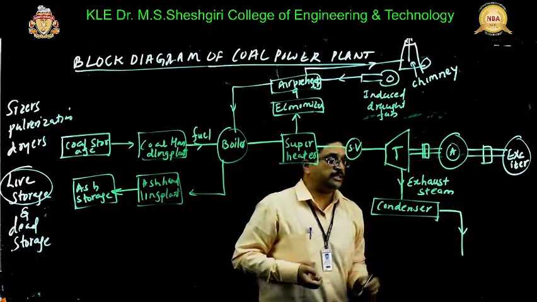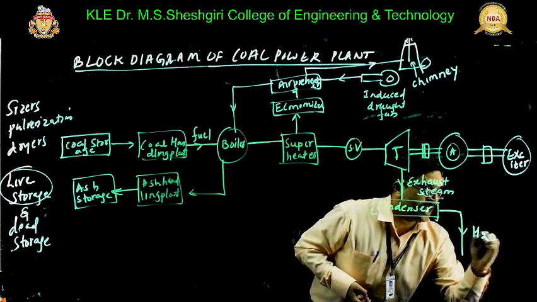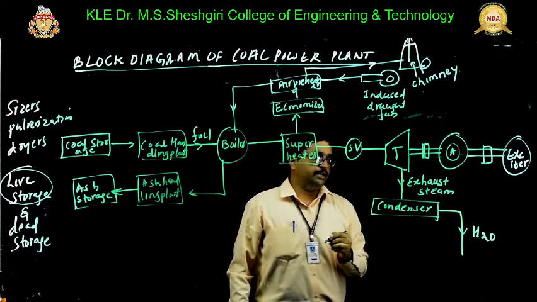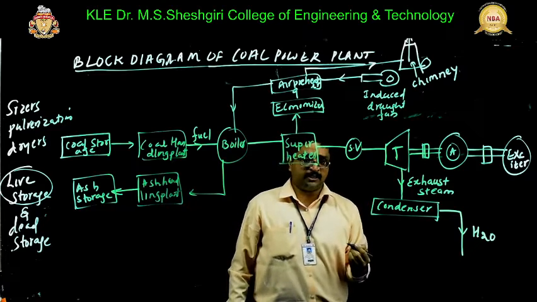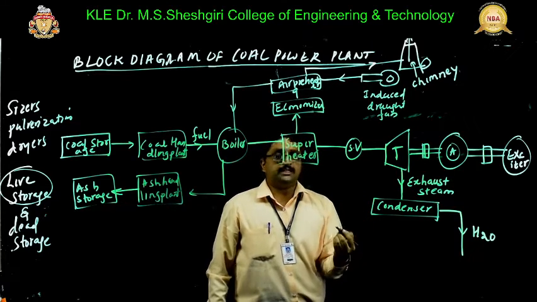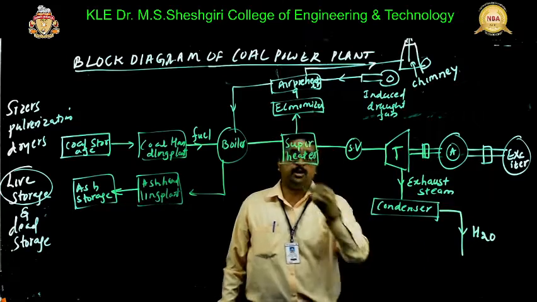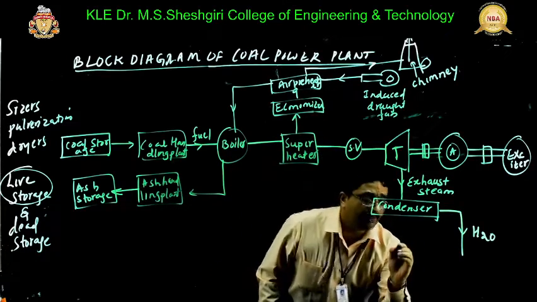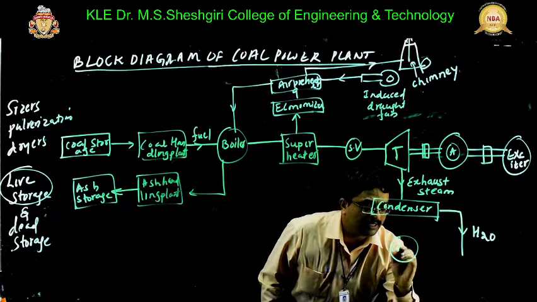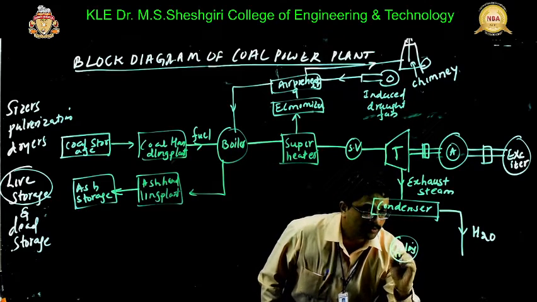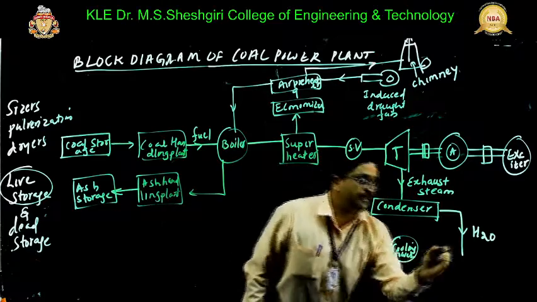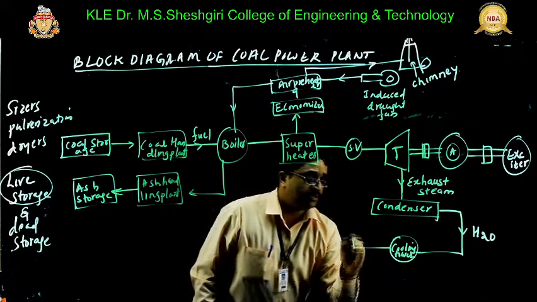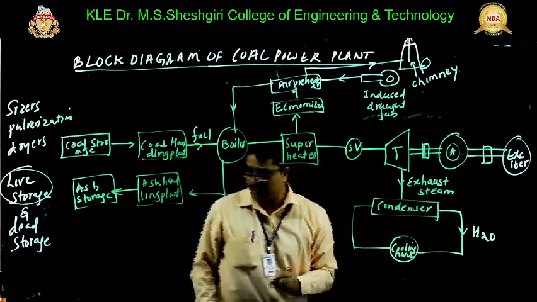This water coming out of the condenser is very hot. So I need to cool that water, because I cannot pass this water to the boiler, as the boiler may burn. So we have a tower called the cooling tower, which will cool the water and then feed it to the condenser.